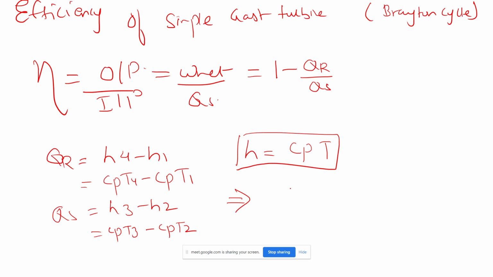Then efficiency, what can we write? 1 minus, I am taking Cp common, Cp into T4 minus T1 divided by Cp into T3 minus T2. Cp we can cut directly.